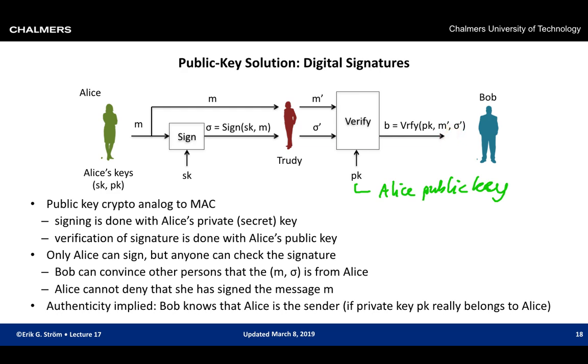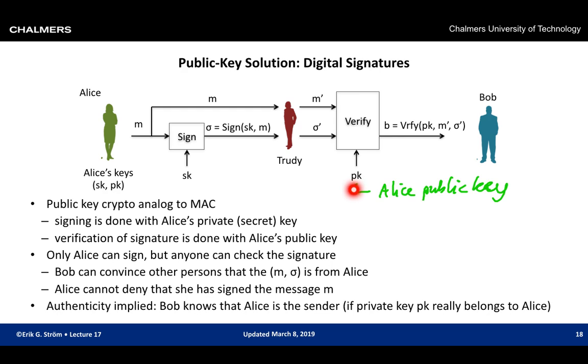Okay. So this is very similar to the private key solution. So signing is done with Alice's private key. Verification is done with Alice's public key. This means that only Alice can sign, because she uses her secret key. Nobody else can sign, but anyone can check. Why can everybody check? Well, because you only need PK, which is not a secret.